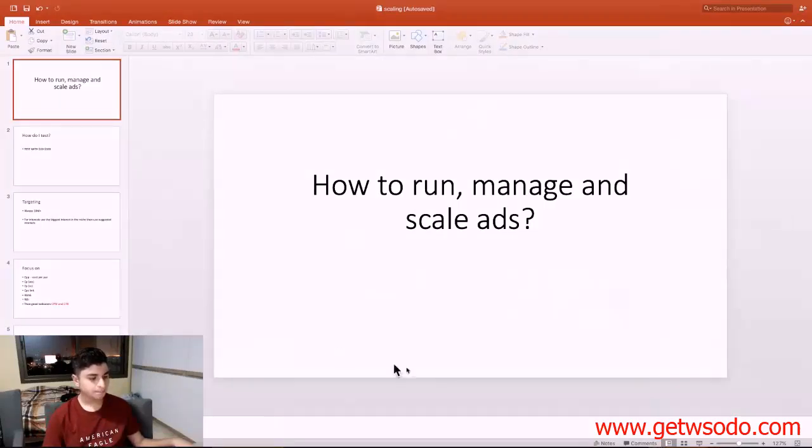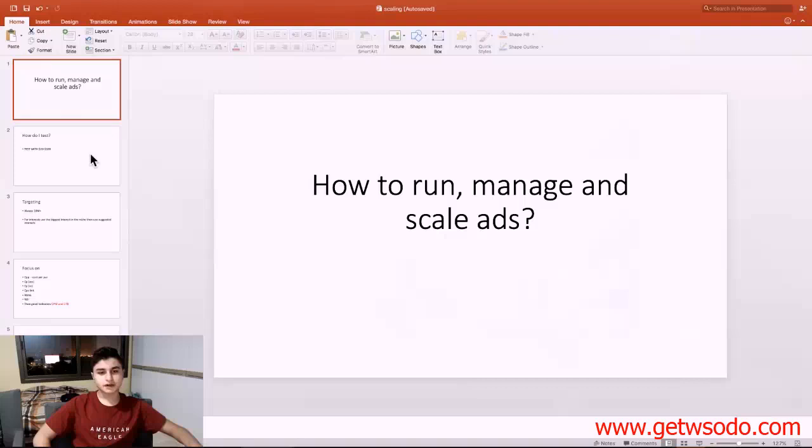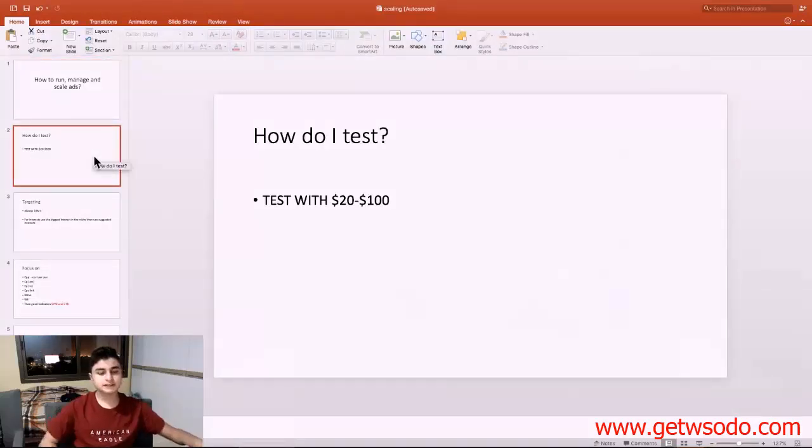Okay. So, how to run, manage, and scale ads. First thing, how do I test? I'll break this question down. So, first thing, I test with $20 to $100. Budget is always between $20 to $100, not more, not less.